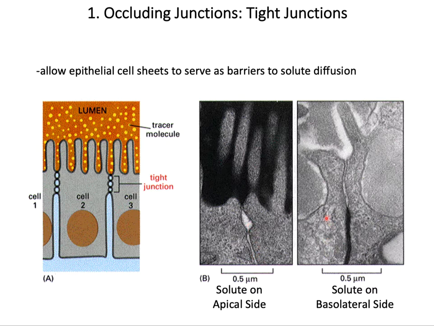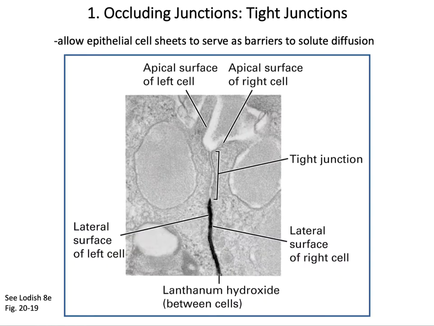On the other hand, you can take an electron-dense solute and put it on the basolateral side, and you can see that it can travel all the way up to the point of the tight junction, but it can never pass through the tight junction into the apical side of the epithelial sheet. So these tight junctions allow the sheets to serve as barriers to diffusion.